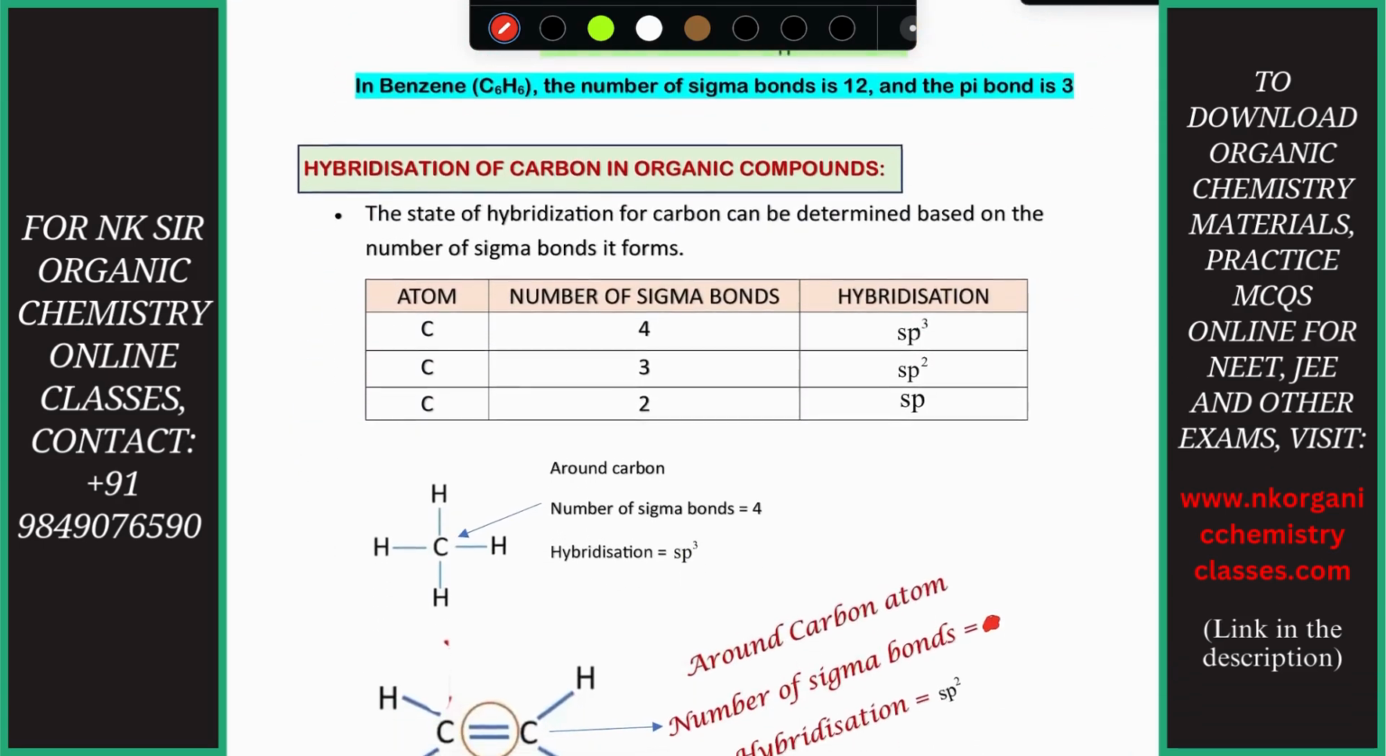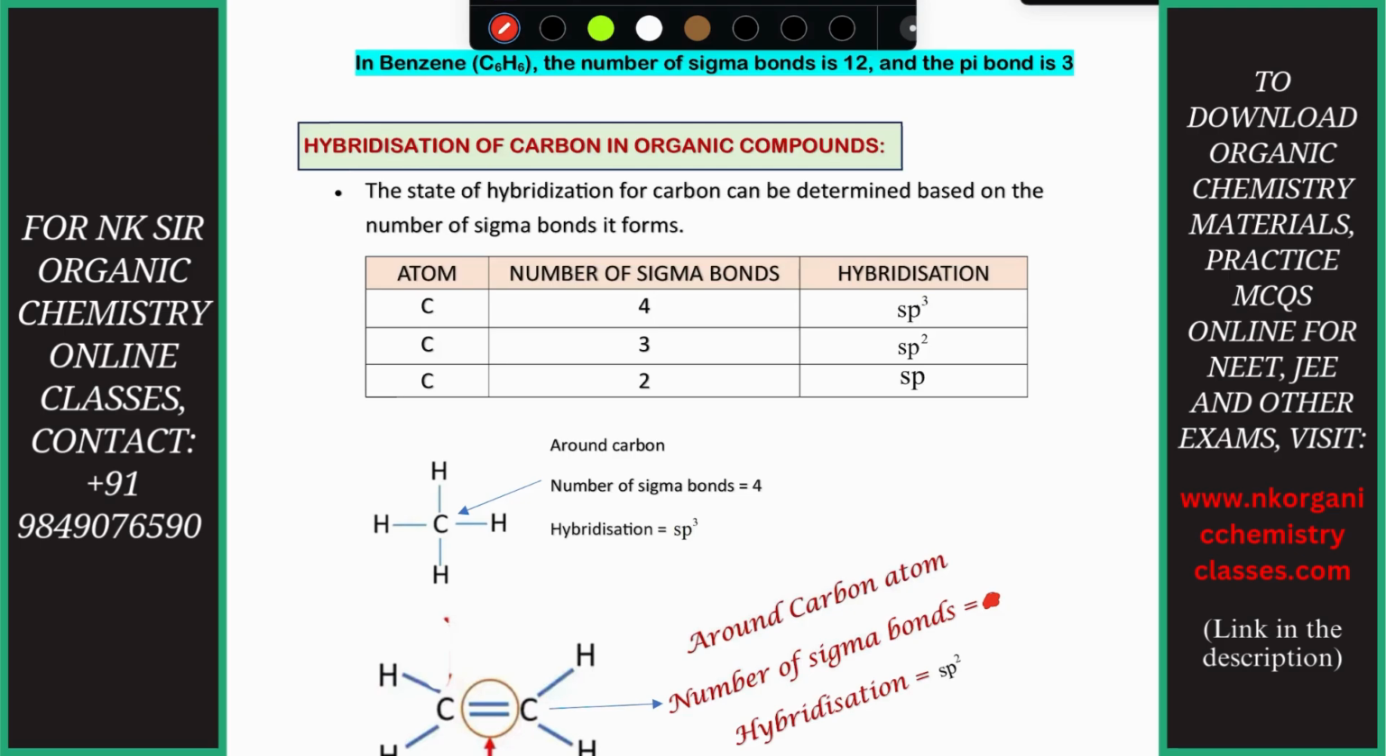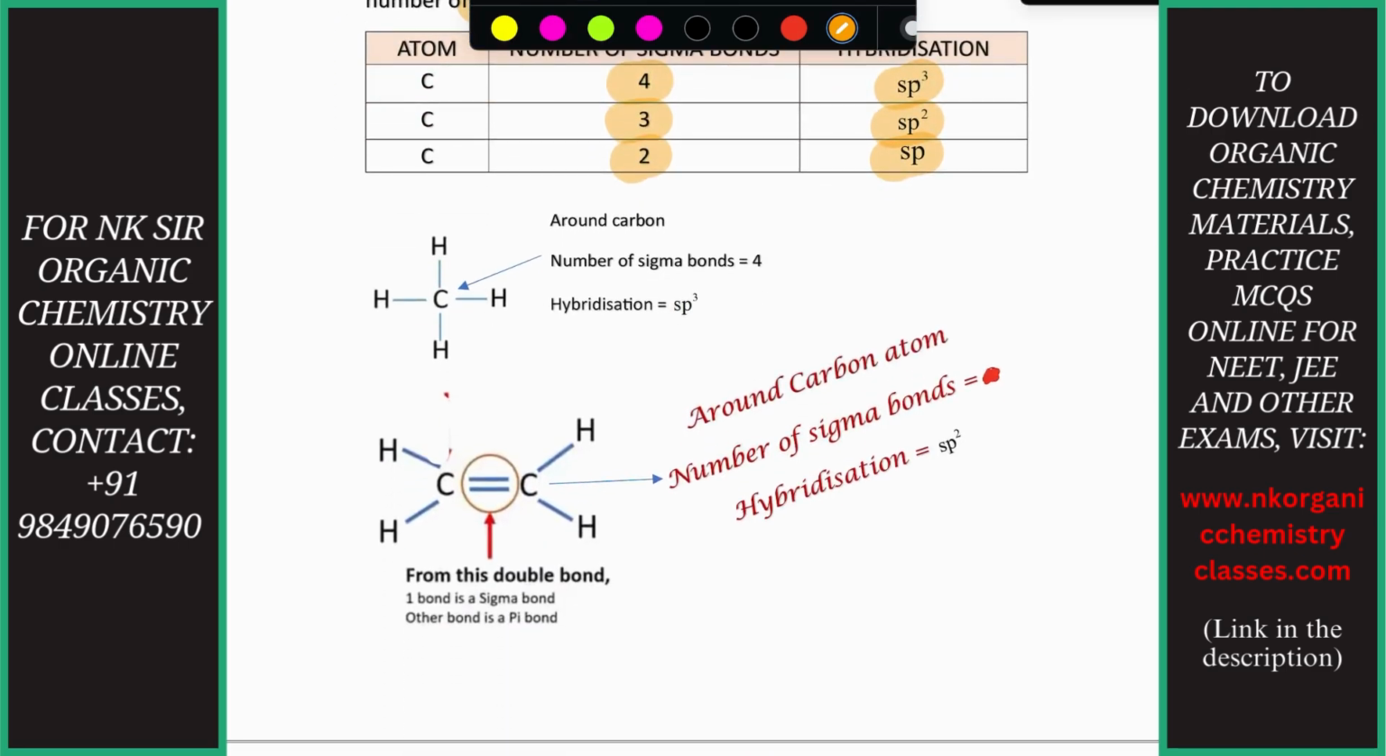Now, how to find the hybridization of carbon in organic compounds? Remember guys, the state of hybridization of carbon can be determined based on the number of sigma bonds formed by carbon. For example, if 4 sigma bonds are there, hybridization is sp3. If 3 sigma bonds are there, sp2. And if 2 sigma bonds are there, sp. So I hope the concept is clear. Let us take some examples to explain this in tabular form.